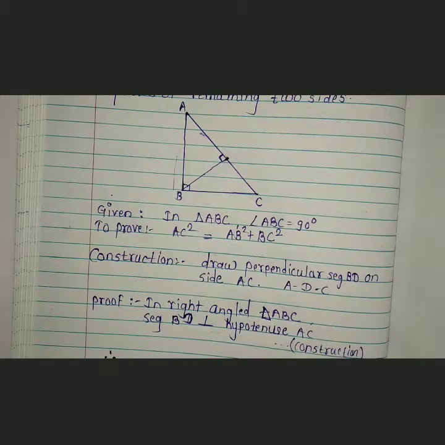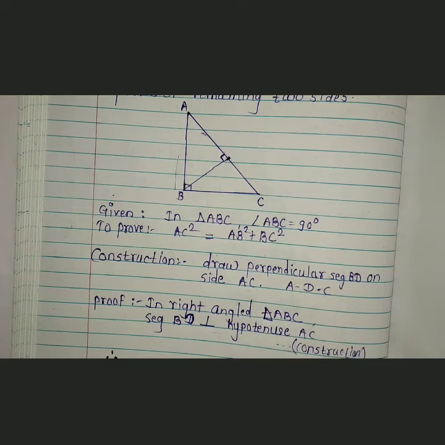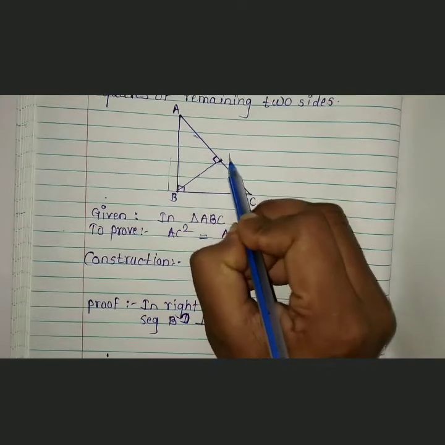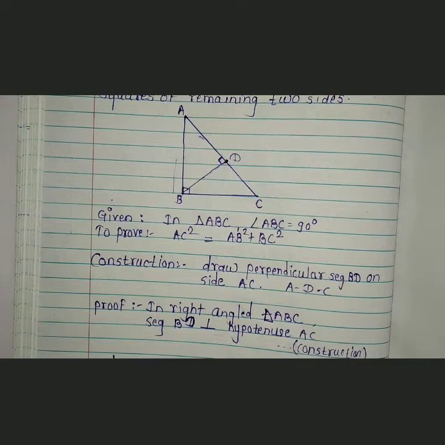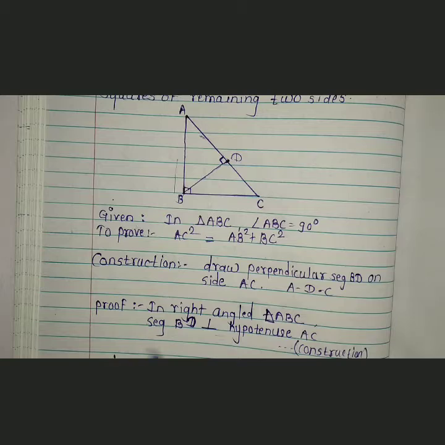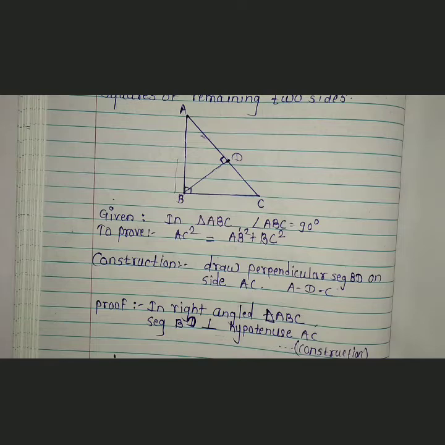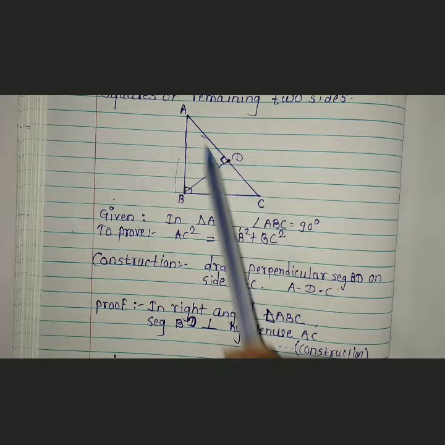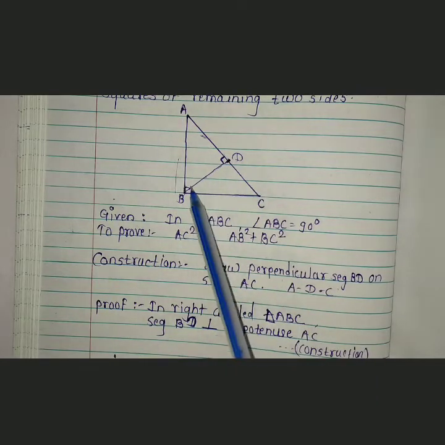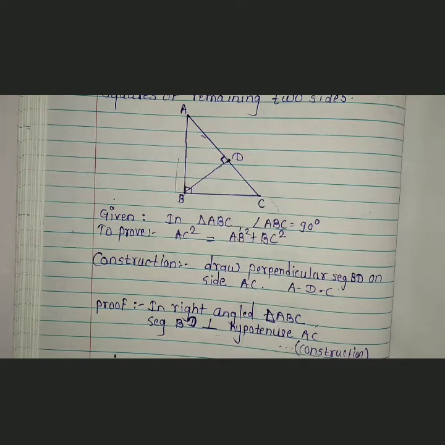Now the proof. The construction is: draw perpendicular BD on side AC such that D lies between A and C. Therefore, draw perpendicular segment BD on line AC. Proof: in right angle triangle ABC, segment BD is perpendicular to hypotenuse AC. AC is the hypotenuse and this is your construction.